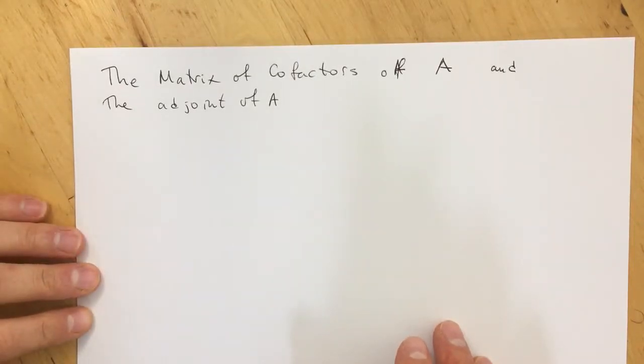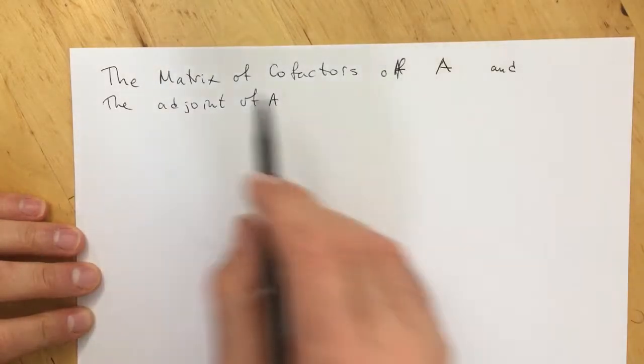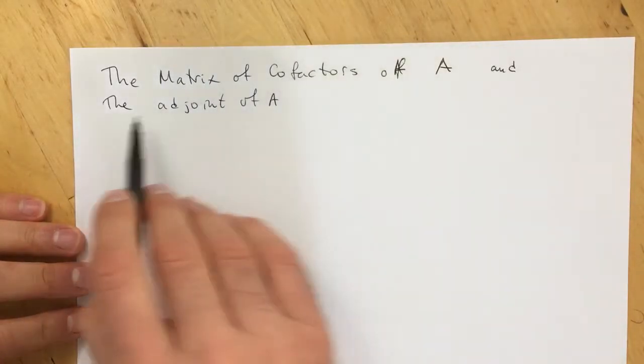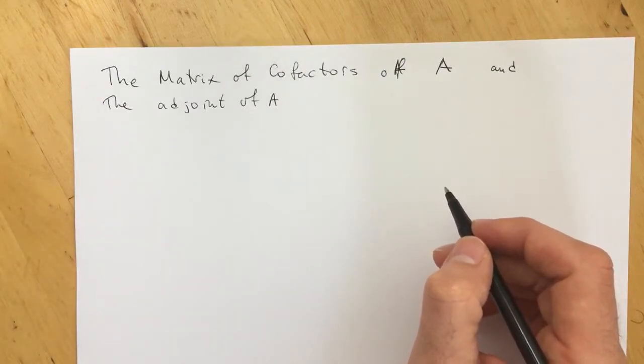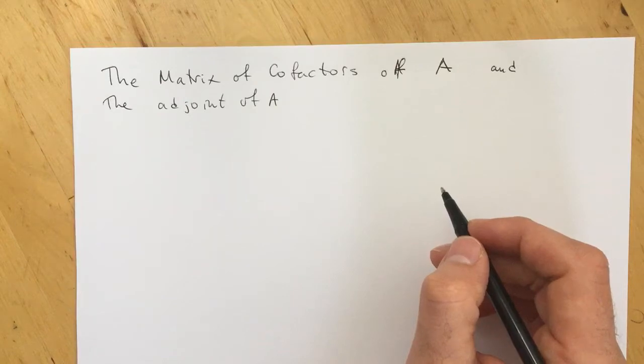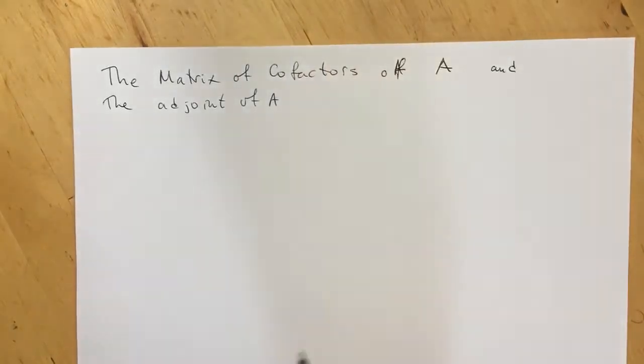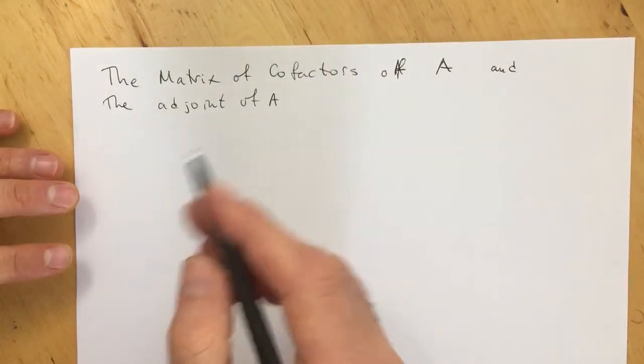Okay, in this video we'll do two questions, finding the matrix of cofactors of A and the adjoint of A, and then we will use the formula for how to find the inverse of a matrix A, having the determinant of A and the adjoint of A. Okay, and these are connected. So let me just remind you what the cofactors were.